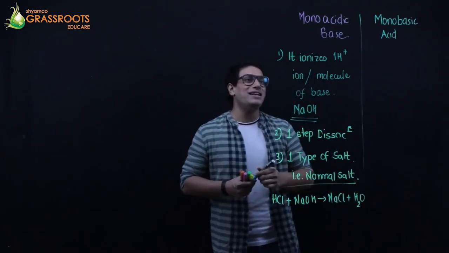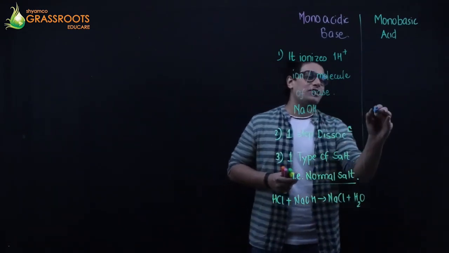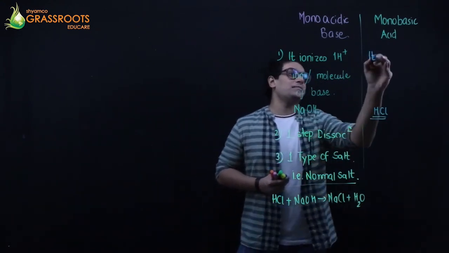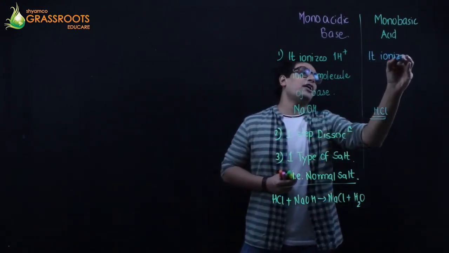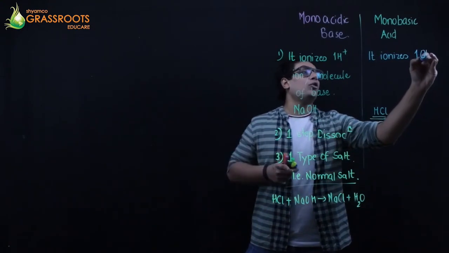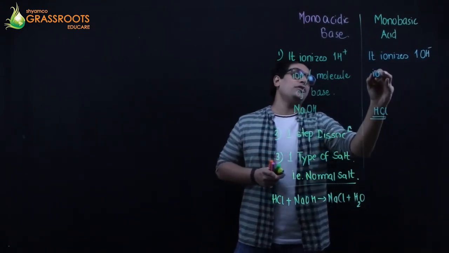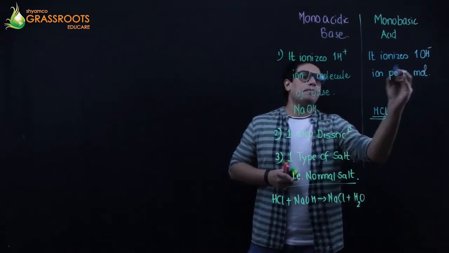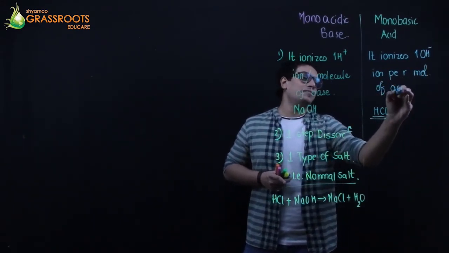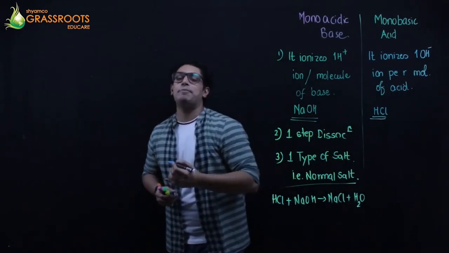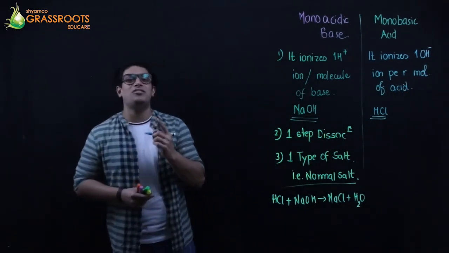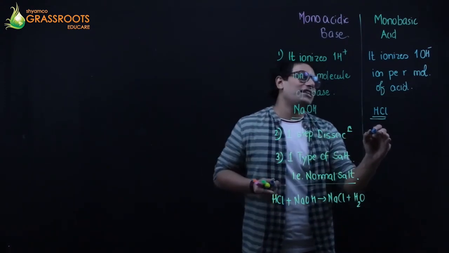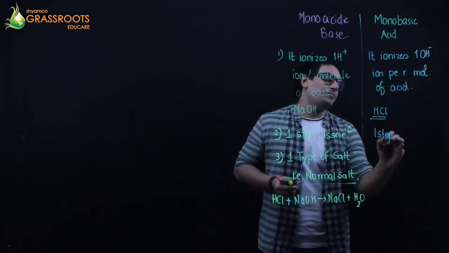Monobasic acid, keep HCl in mind as an example. It ionizes only one OH ion per molecule of an acid. The acid has the capability to ionize only one OH minus with it. Again, it is a one-step dissociation.